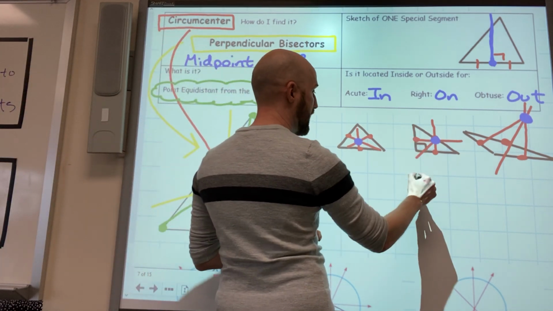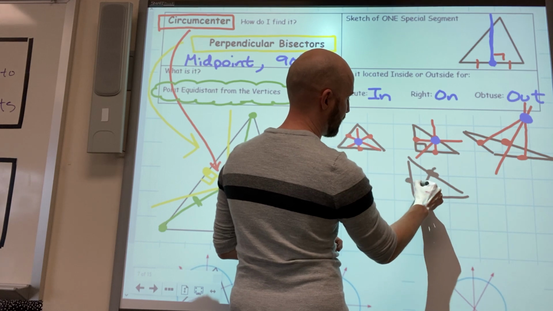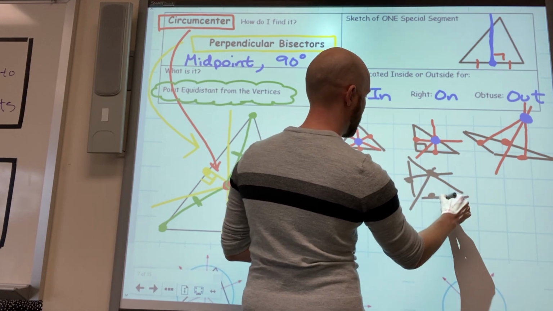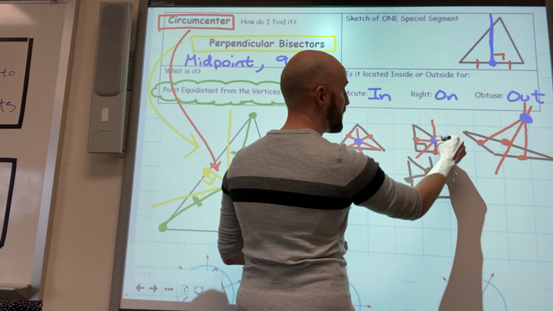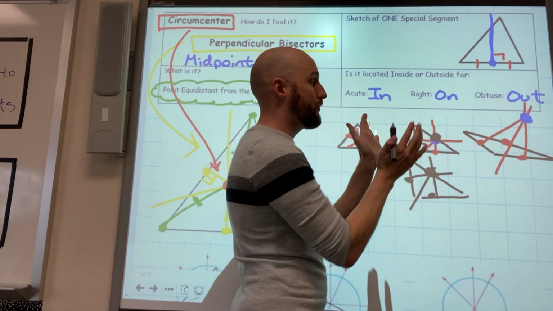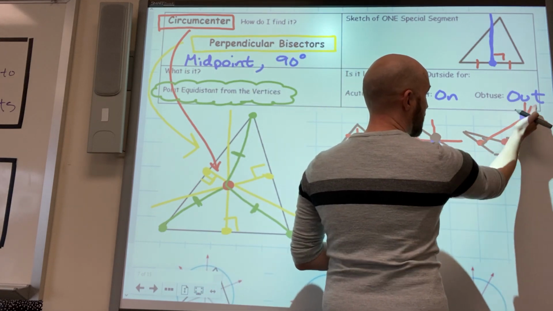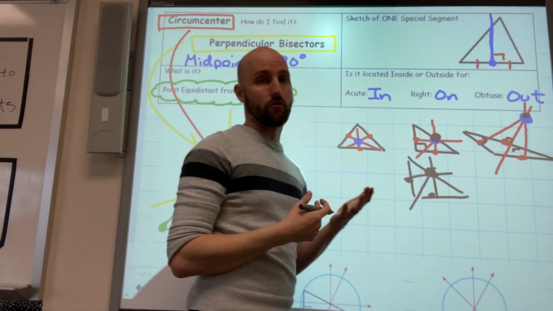If it's a right triangle, when you go to cut this in half and connect, cut this in half and connect, cut this in half and connect, all with 90s, it ends up being on the triangle somewhere as opposed to within it. And if you have a very open obtuse triangle, when you do all these different 90 degrees, where they end up crossing is not even on the circle or on the triangle at all.